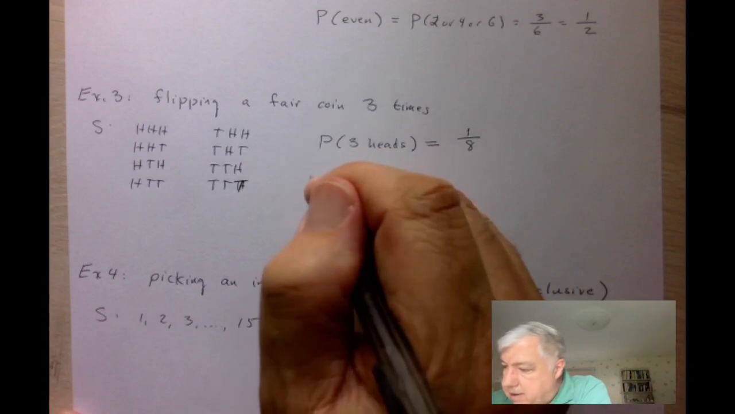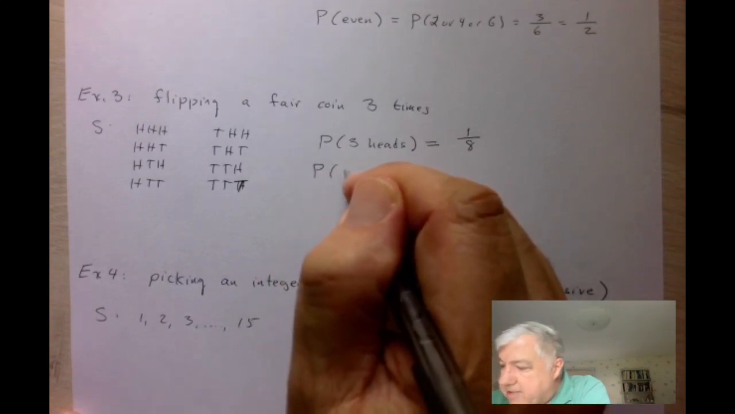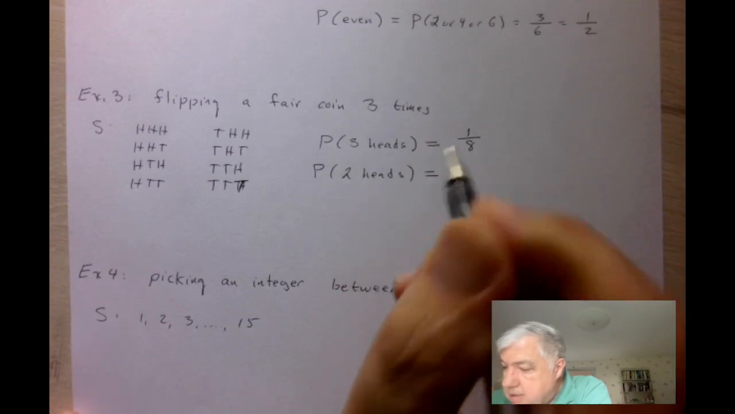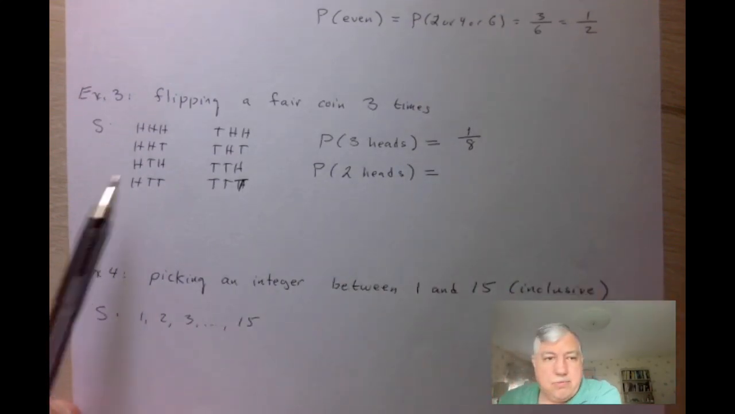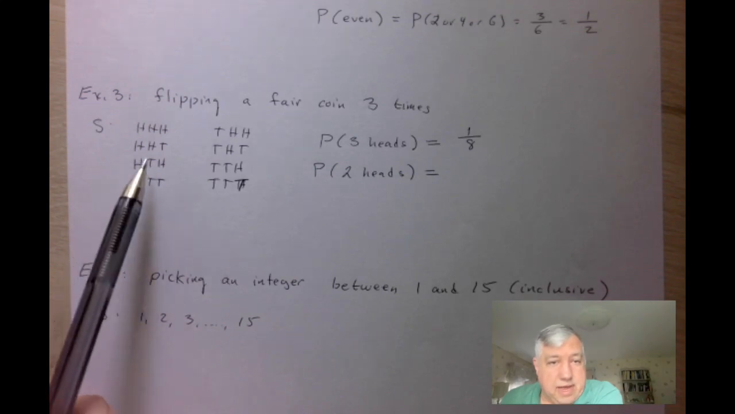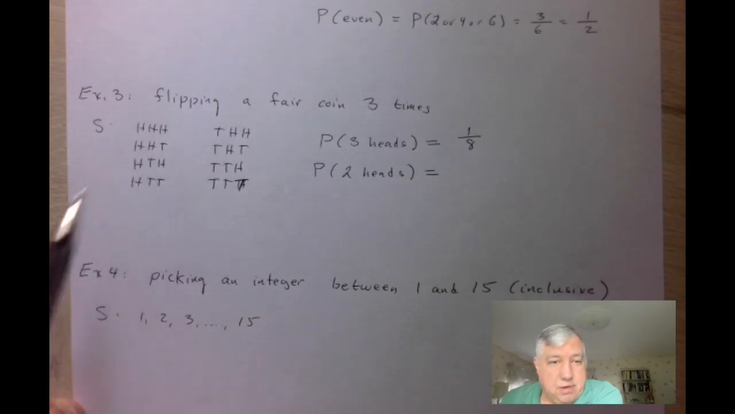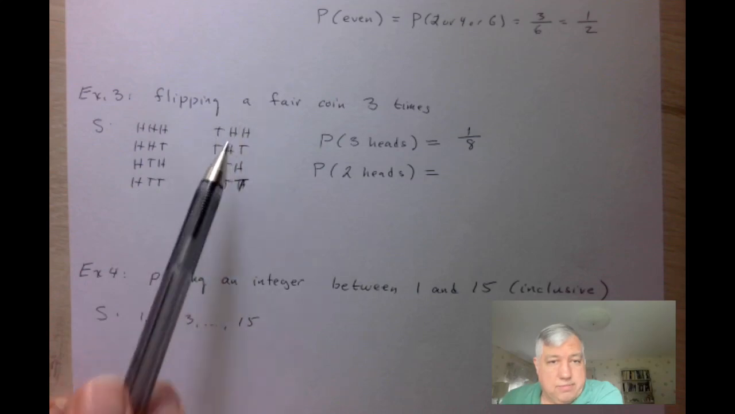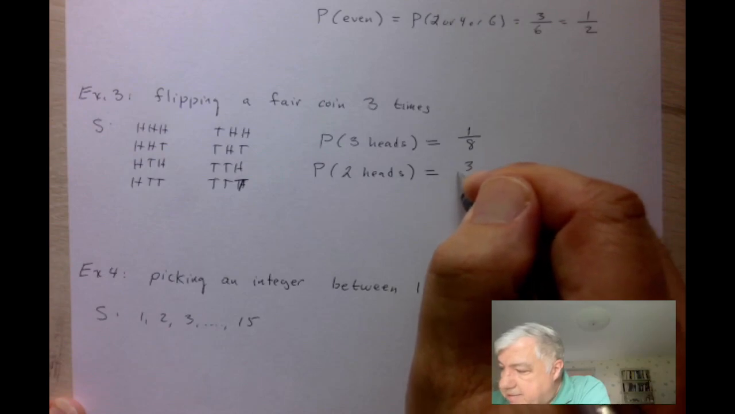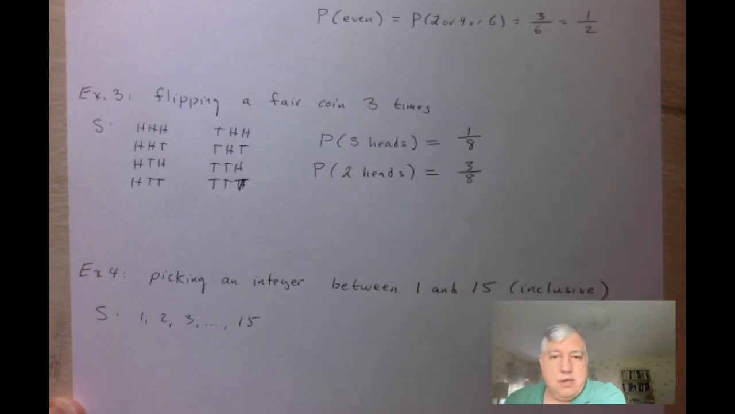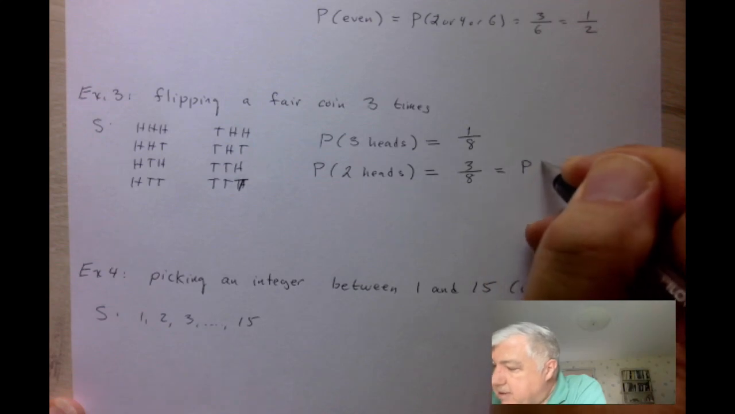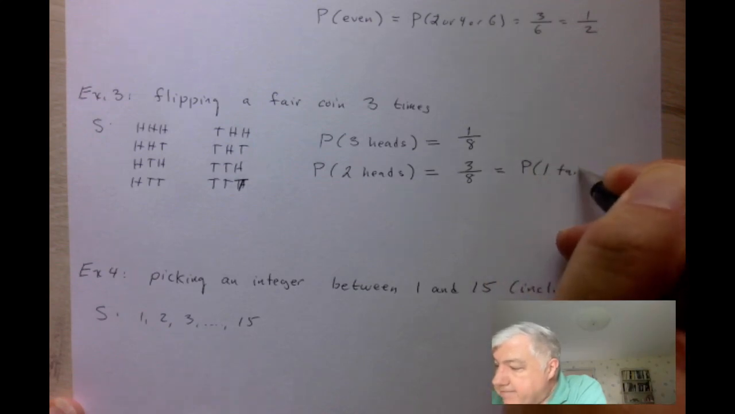If we wanted to find the probability of exactly 2 heads, we can see that there are 3 outcomes where we have exactly 2 heads. Here, here, and here, right? So that would be 1, 2, 3. So this would be 3/8. And by the way, this would also be the probability of 1 tail, right?